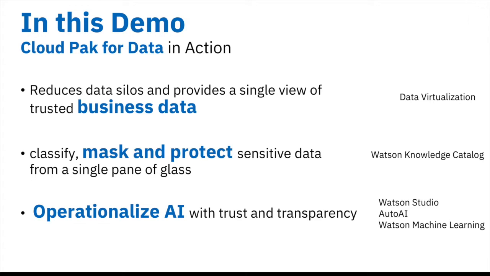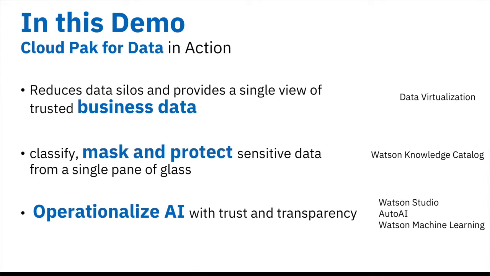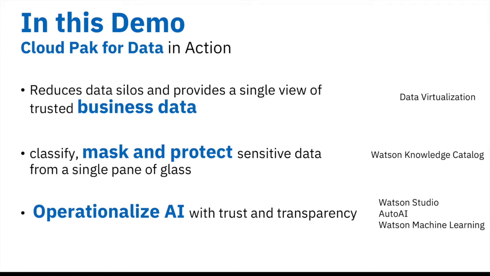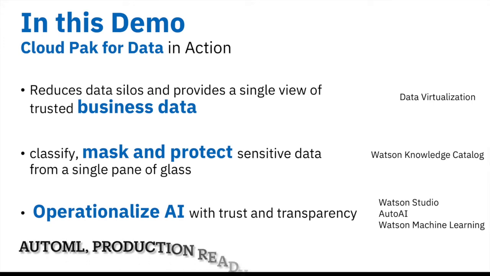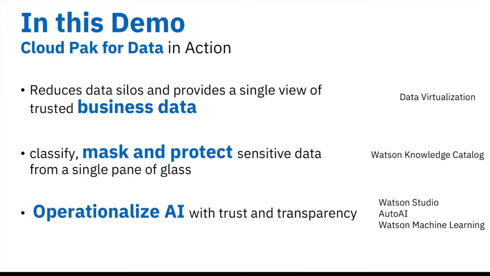This demonstration is about Cloud Pak for Data in action, and we're going to use three different components. So data virtualization to reduce data silos. We're going to classify, mask, and reinforce the data governance using Watson Knowledge Catalog. The third pillar is about creating more value and predictive functions with AI and machine learning, and we're going to use for that Watson Studio, Watson Machine Learning services from this Cloud Pak.